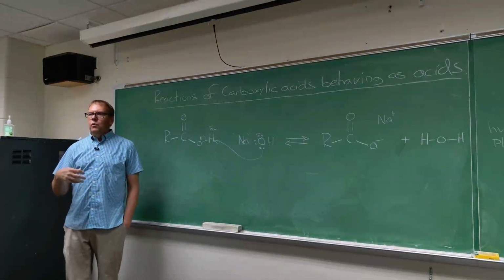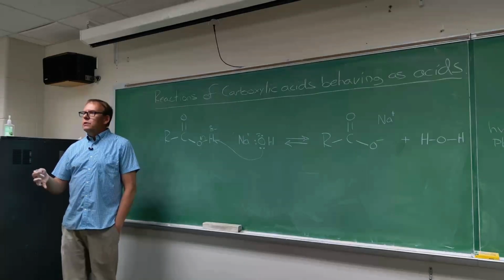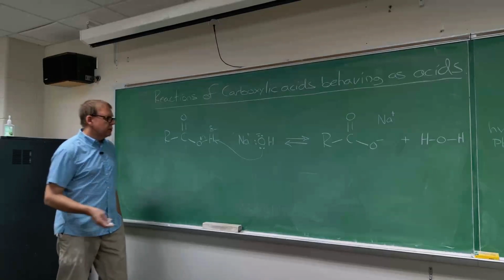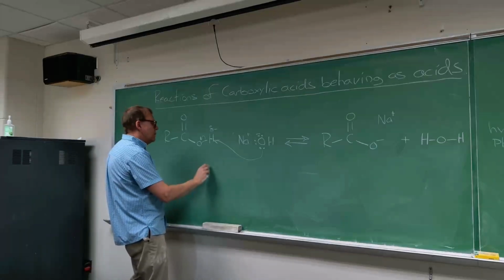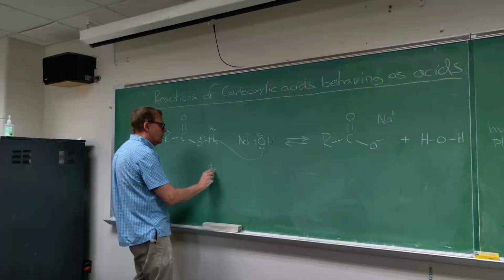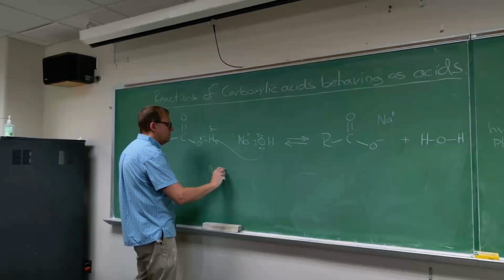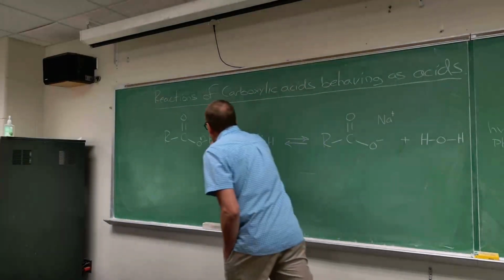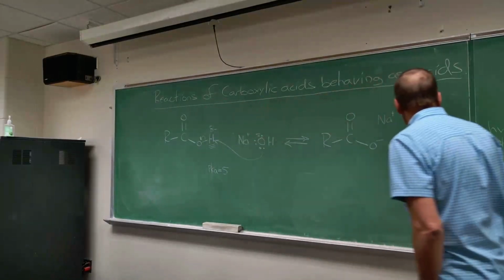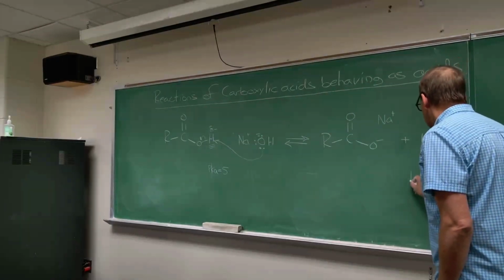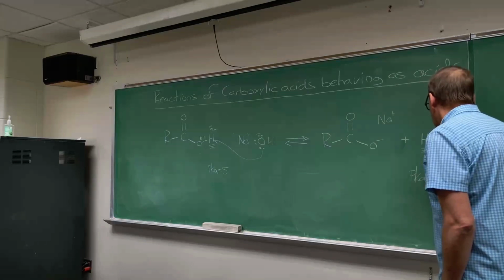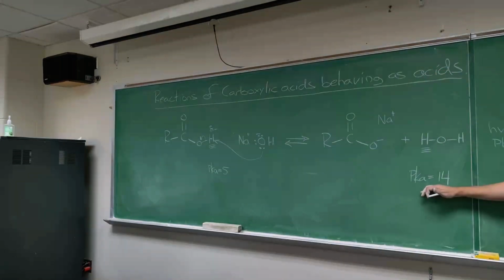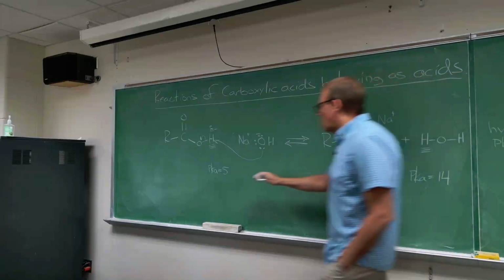And you can look at what's the major product, what's going to be the favored thing. Is it going to be product or is it going to be starting material? So let's look at the pKa's of these things. If the pKa of this acid is equal to 5, for example, and the pKa of that H in water is 14, this is a much weaker acid. This is a much stronger acid.